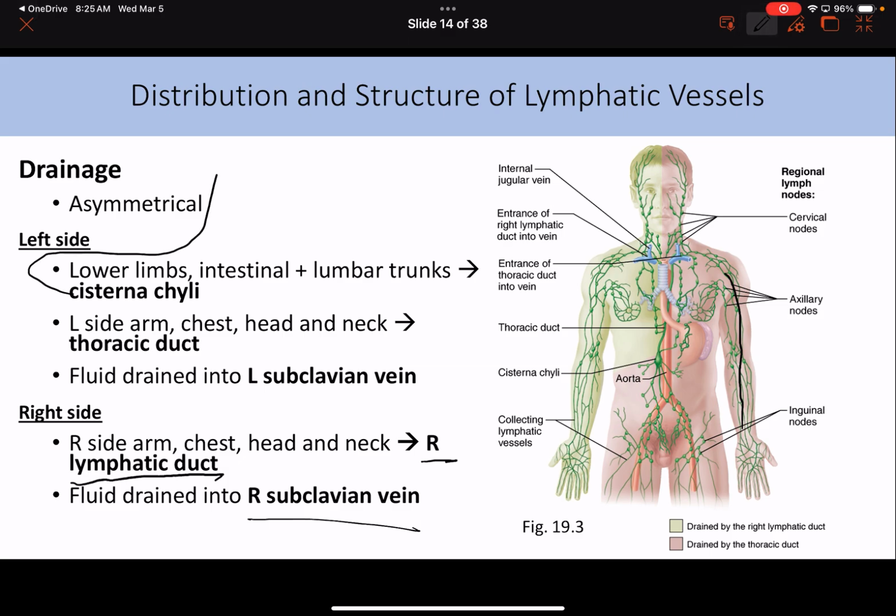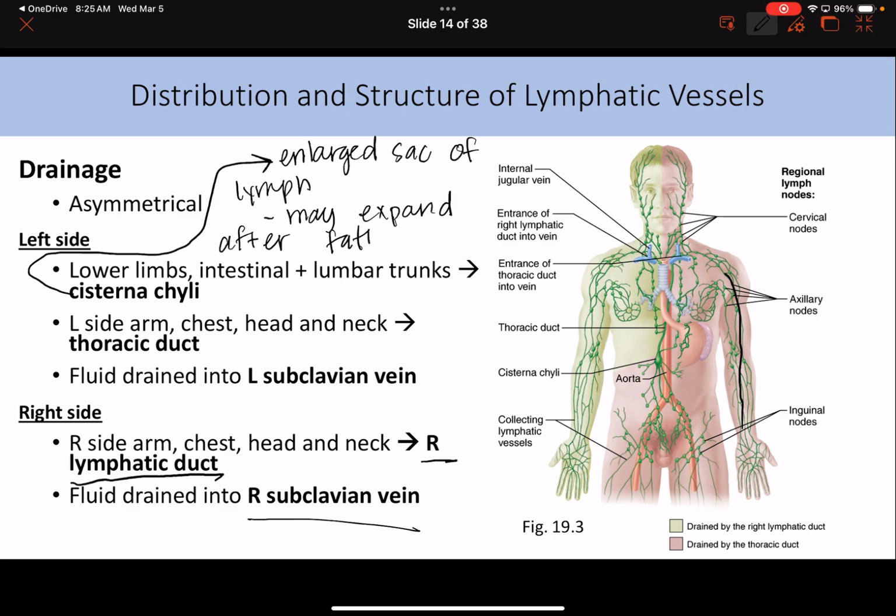The cisterna chyli, which I explained, but if you want to write it down, it's an enlarged sac of lymph and it may expand after a fatty meal.